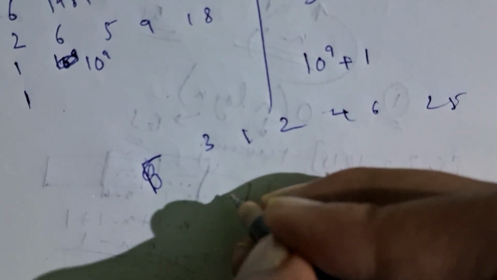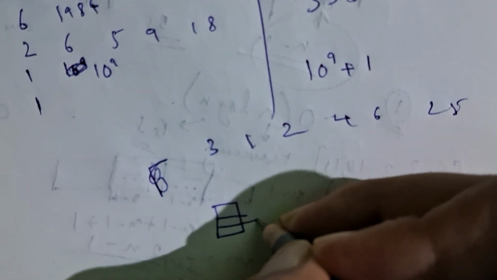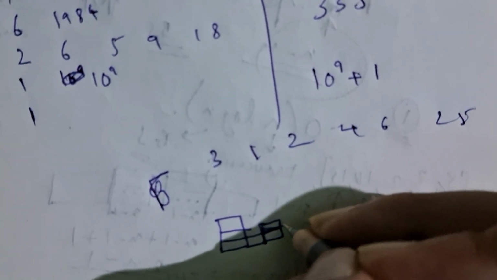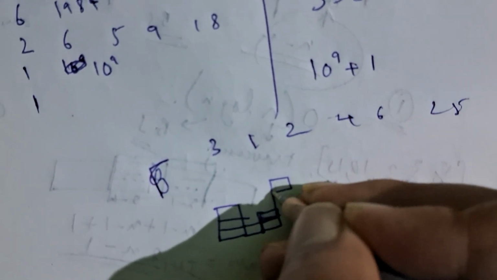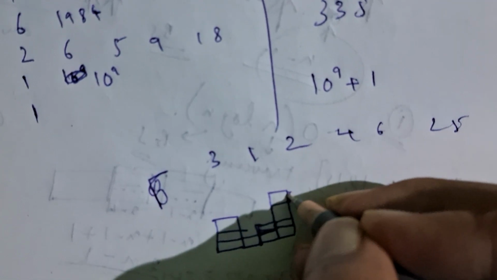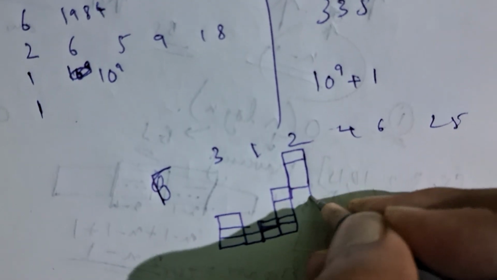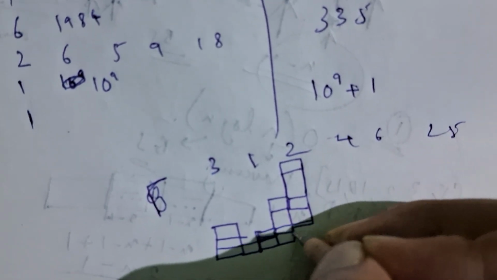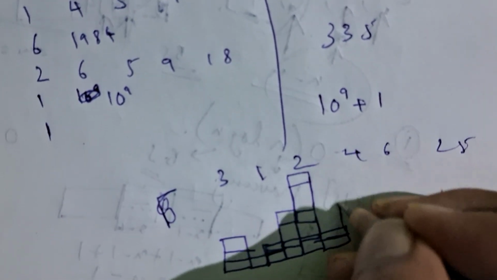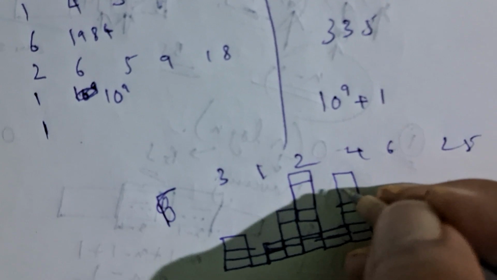Over here there are 3 blocks: 1, 2, 3. Over here there is 1 block, over here 2 blocks, then 4 blocks, then 6 blocks, and then 2 blocks, and then 5 blocks. So basically this is how it looks.